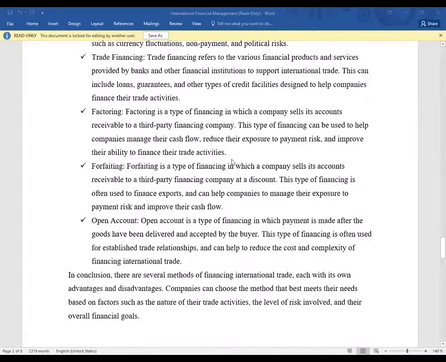Open account. Open account is a type of financing in which payment is made after goods have been delivered and accepted by the buyer. This type of financing is often used for established trade relationships. Otherwise, you will take your goods to, for example, Somalia or wherever, and the buyer disappears. It must be for established trade relationships.